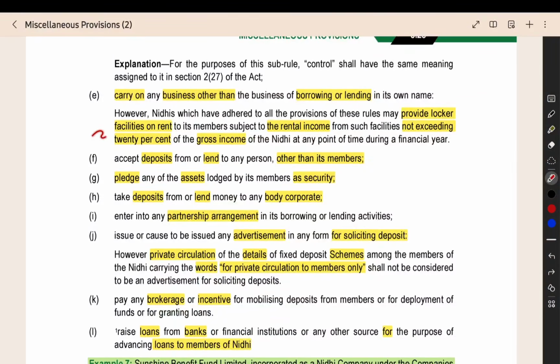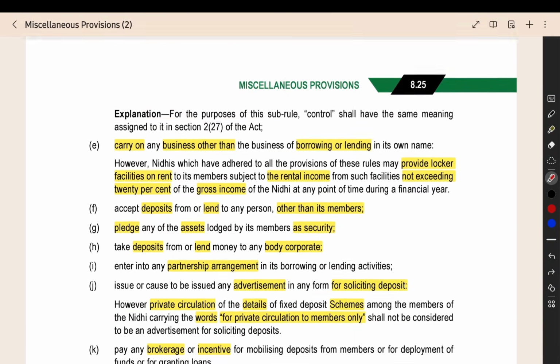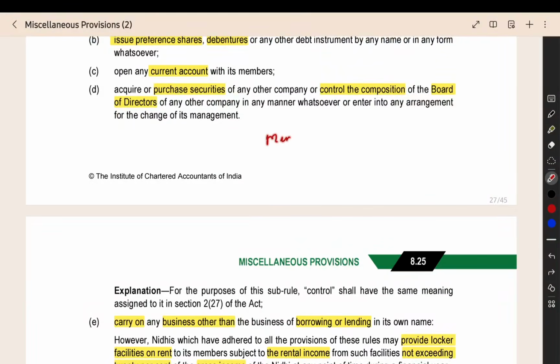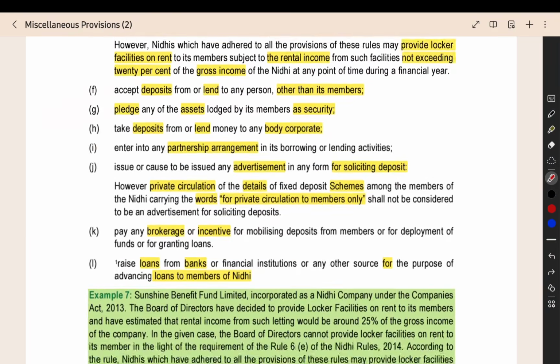It cannot accept deposit or give loan to other than members. It cannot pledge the assets as security, whatever the assets given to the Nidhi company. So when the members are getting the loan, they will give some assets to the Nidhi company. This Nidhi company cannot pledge those assets somewhere else. Nidhi company cannot get a loan by pledging these assets somewhere else. So that is not allowed.